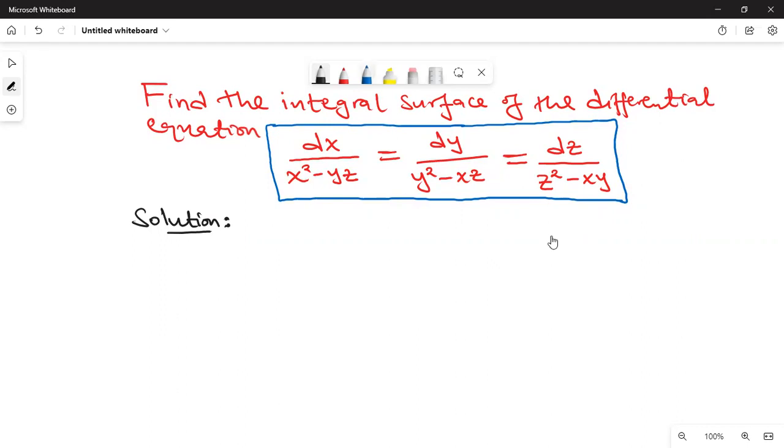So the first solution, remember there are quite a number of techniques of finding such solutions, and the best way is through the trial and error method. So let's see how to find the first solution of this differential equation. We are going to write this one.